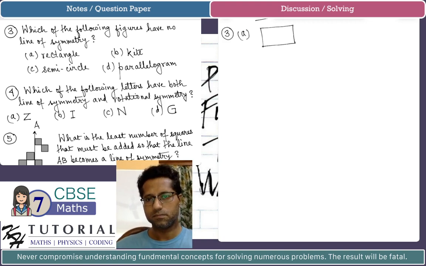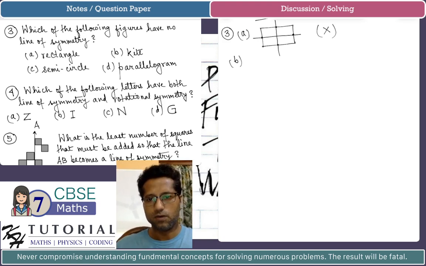That is the line joining the midpoints of the opposite sides. So these are the two midpoints of opposite sides. If we join them, this is the line of symmetry. Again, these two are the midpoints of opposite sides. If we join them, this is another line of symmetry. So definitely A is not a choice because A, rectangle, has two lines of symmetry.